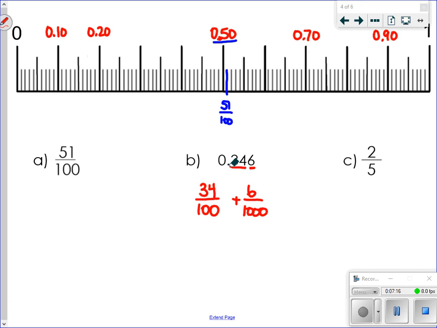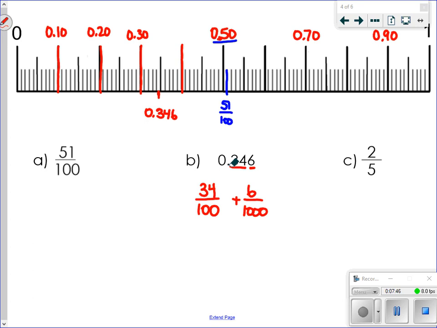Okay, so where would 34 hundredths be? Well, this is 10 hundredths, 20 hundredths, 30 hundredths, 40 hundredths. Okay, so if this is 30 hundredths, then this is 31, 32, 33, 34, and it would be just a hair past that, so it would be right here. That would be 0.346.